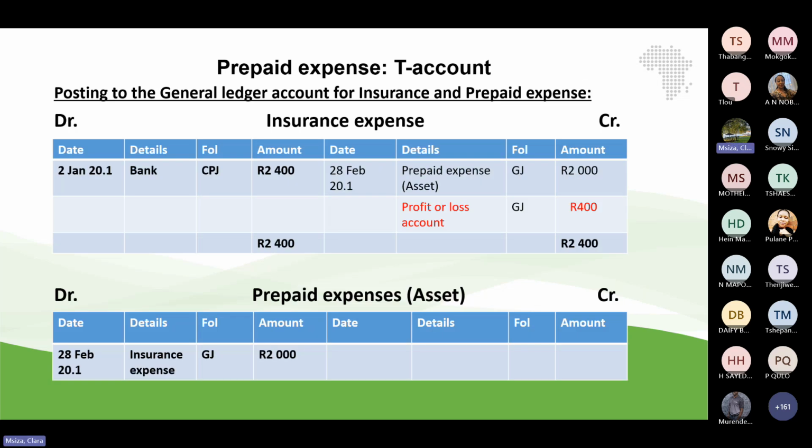Then let's attempt our T accounts. What T accounts are we going to have? We'll have 2 T accounts that I would like you to attempt. First, let's attempt your insurance expense T account. How will it look? We have the amounts already. What are we going to debit and what are we going to credit in your T account?